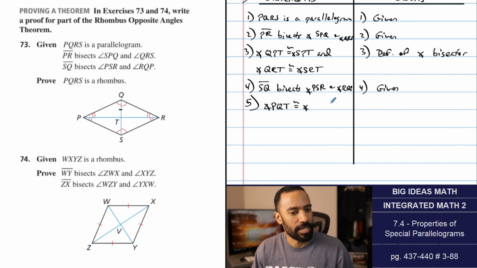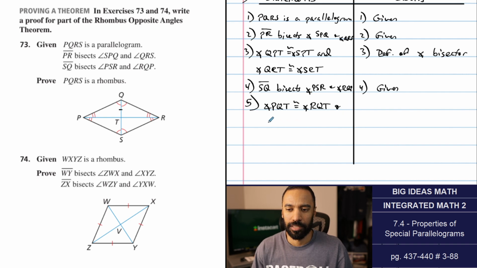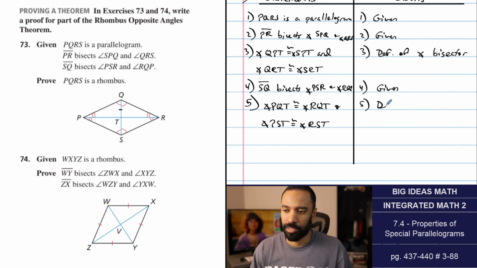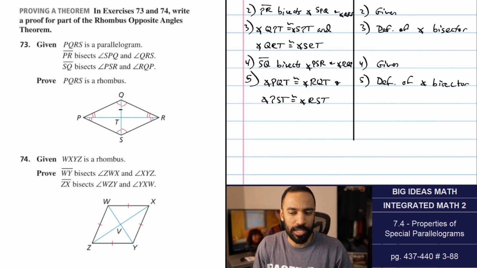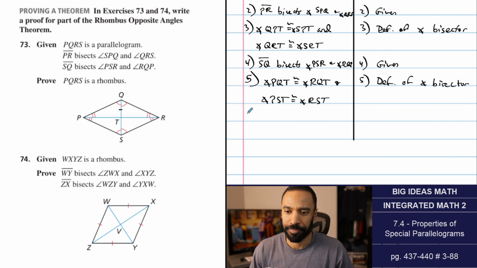Angle PQT is congruent to angle RQT. And angle PST is congruent to angle RST. Definition of angle bisector. Okay, this is just from given stuff. All right, I'm going to build pretty small here. I'm going to say QT is congruent to itself.